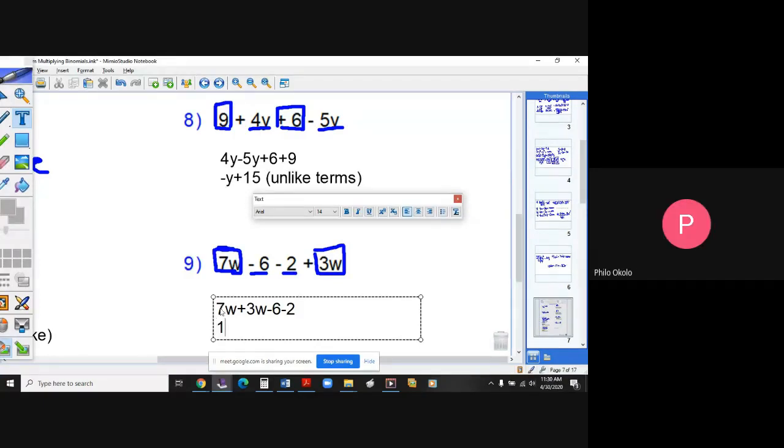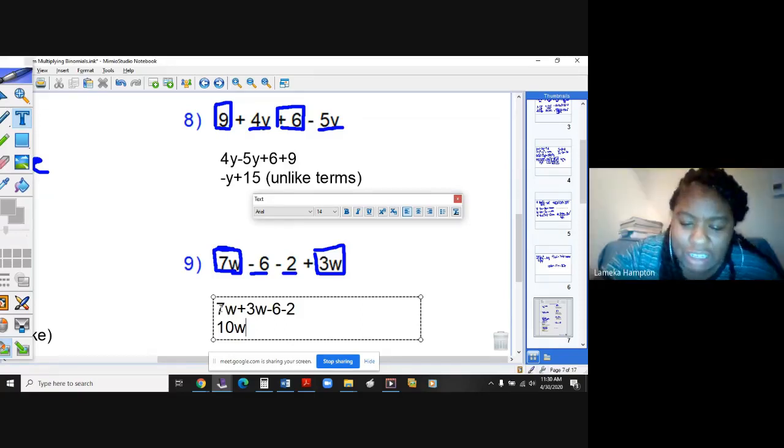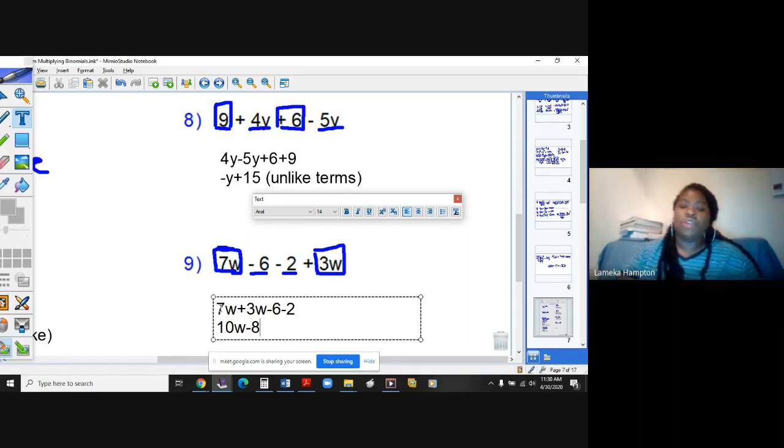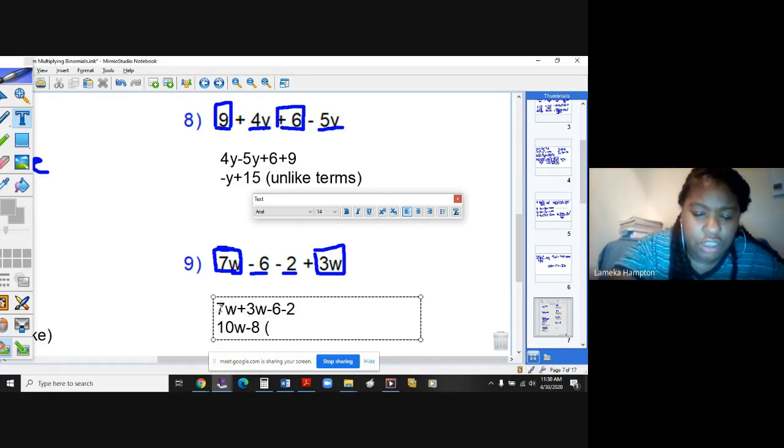10W minus 8. Excellent job. 10W minus 8. Now, for anybody watching the playback and wondering how in the world we got this -8, let me go ahead and put "unlike" over here. You can't do anything else with them.